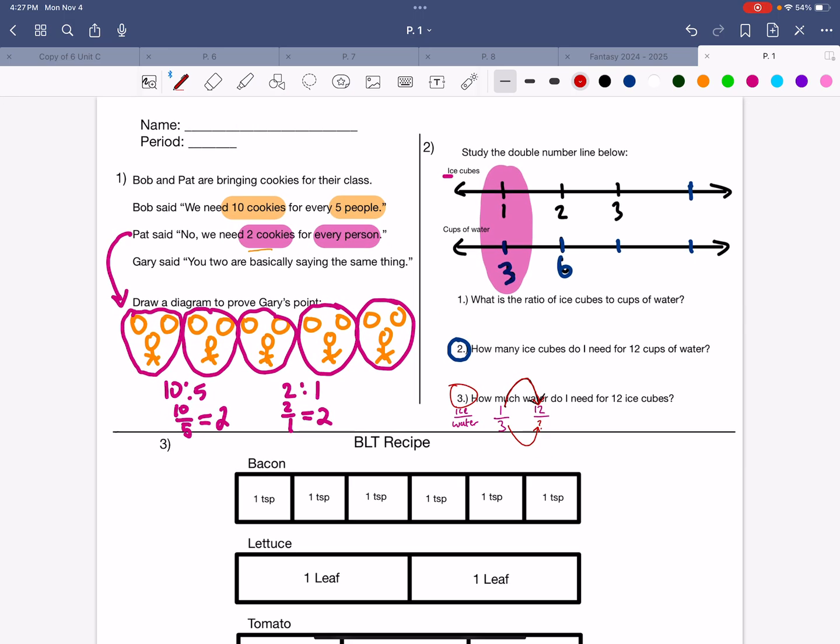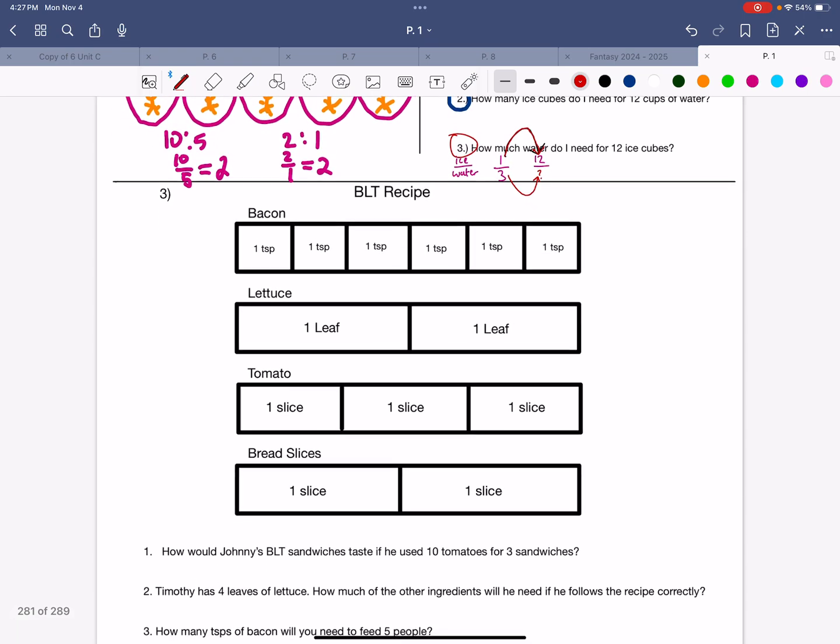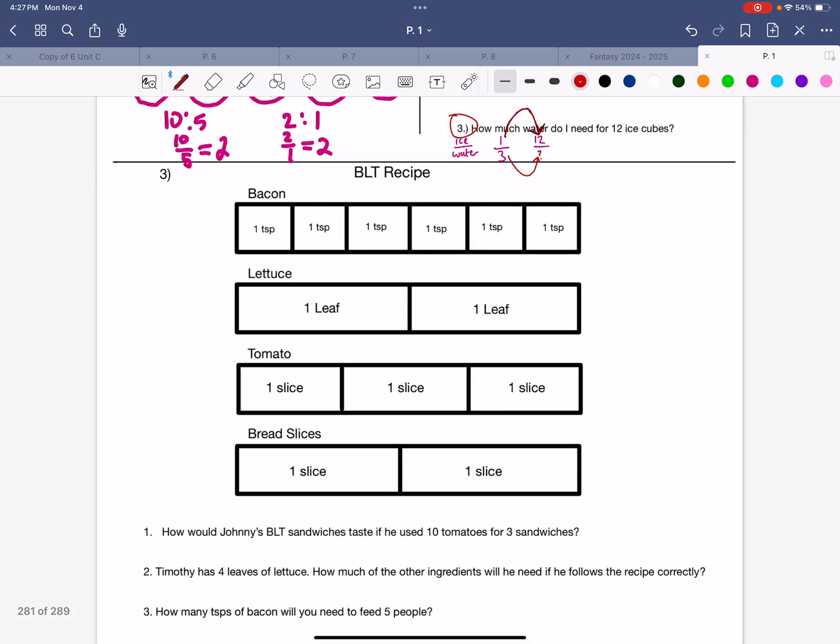The last one, BLT recipes. So a BLT is a bacon, lettuce, and tomato sandwich. It needs 4 ingredients: 1, 2, 3, 4. That's how you make that sandwich. Now the question is, how would Johnny's BLT sandwiches taste if he used 10 tomatoes for 3 sandwiches?